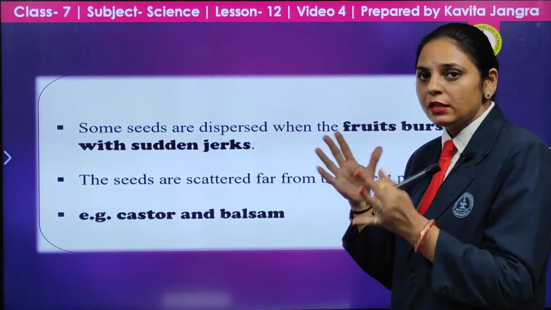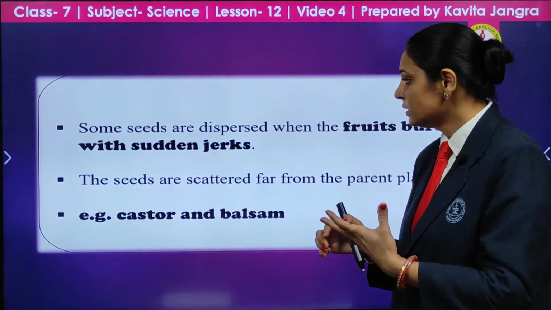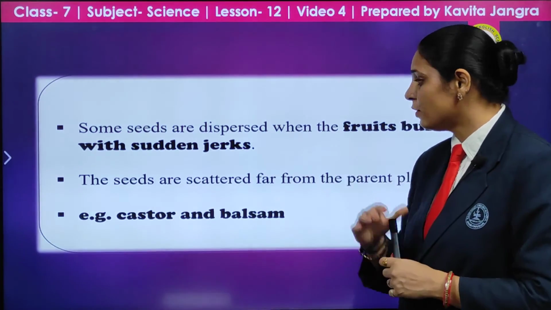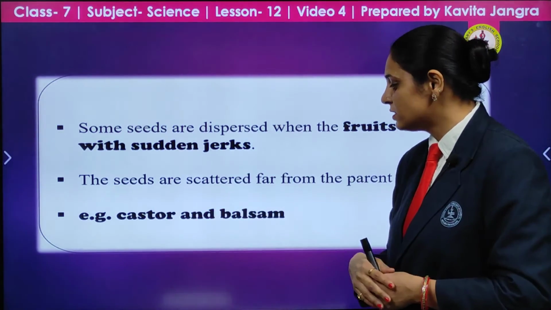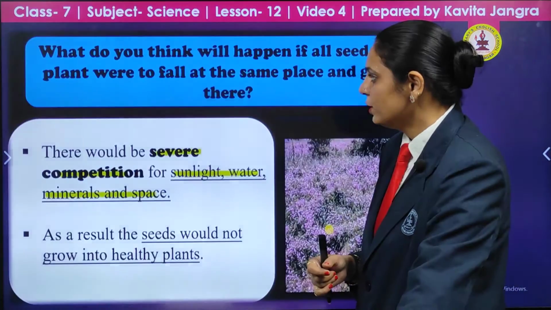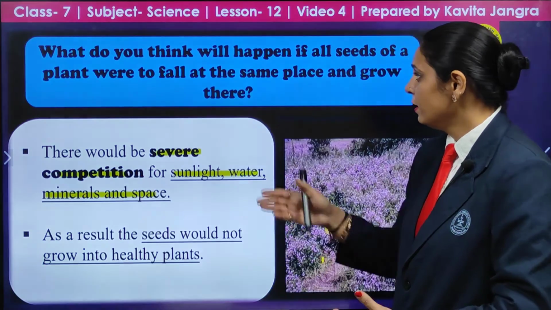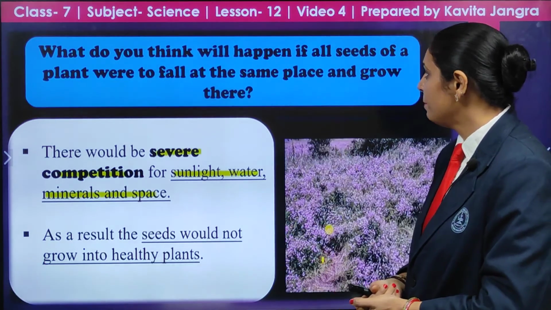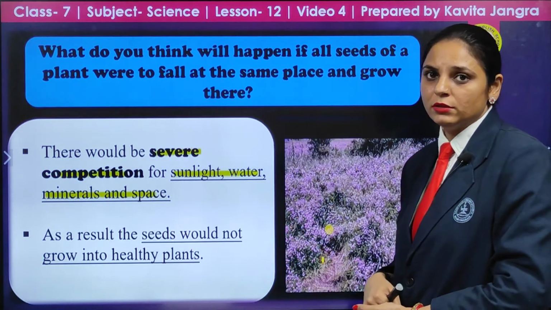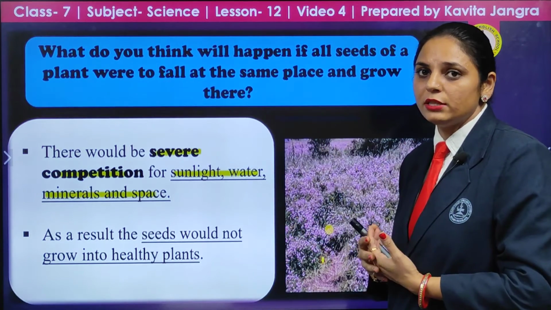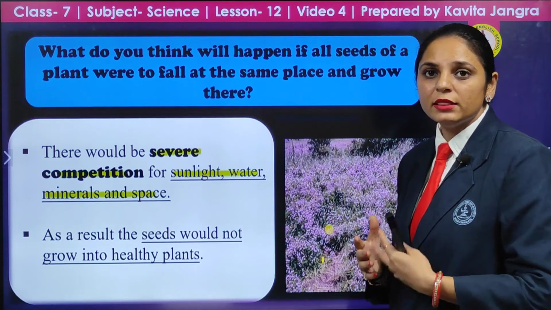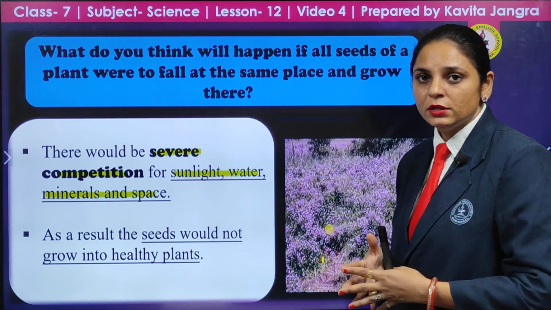When the fruit bursts, it suddenly drops off the seeds with a sudden jerk. These seeds are scattered far away from the parent plant. In this, castor seeds and balsam are the examples. So here you should know the ways of dispersal. Now what do you think will happen if all the seeds of a plant were to fall at the same place and grow there? Because if these processes through wind, water or animals are not there, do you think the seeds can be carried further?